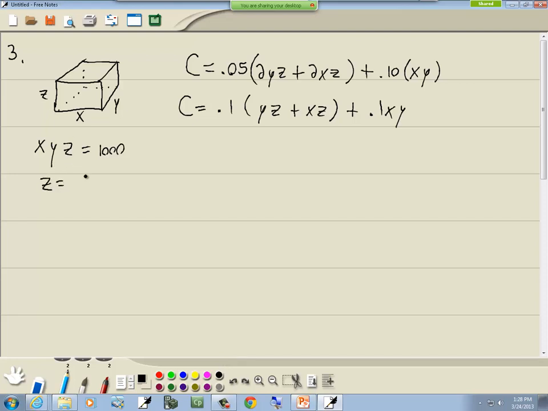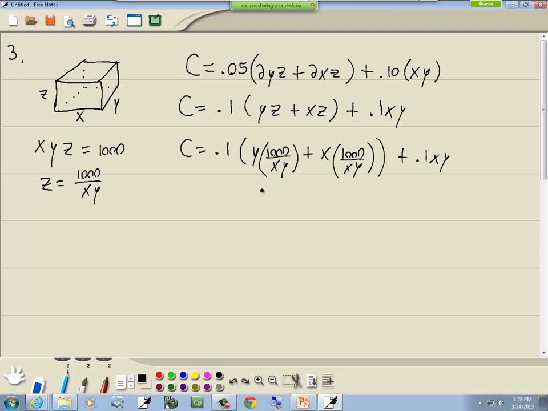So we'll divide both sides by xy. So we've got z is equal to 1,000 over xy. And now let's plug that in. So we've got 0.1 times y times z, so 1,000 over xy, plus x times z, which is again 1,000 over xy, plus 0.1xy. And again, we want to simplify this a little bit now.